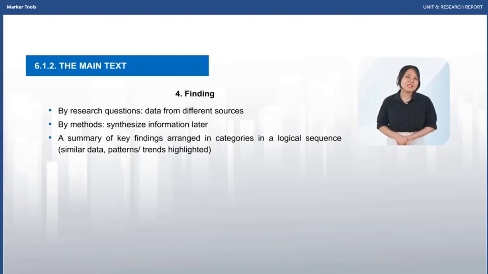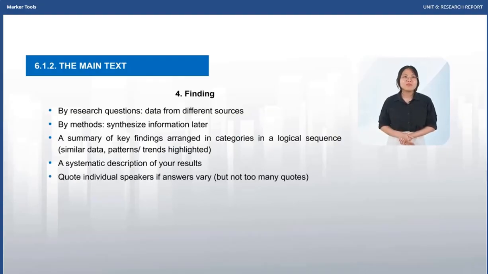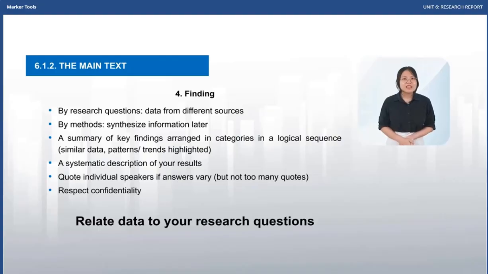You can put the similar data, similar patterns or trends together. You also need to think about the systematic description of your result by writing and interpreting the result. For qualitative, remember to quote and also be careful with the identities of the interviewer or the participants. Remember to relate data to your research questions.